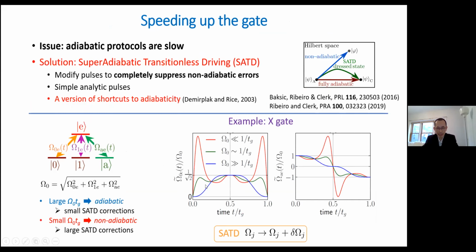Basically, the SATD corrections tell you how to change your pulse envelope, and this is what the figure here shows you. Suppose you are in the adiabatic regime where you have large omega naught Tg, then your pulse will look like what we have here for the green curve. If you move away from the adiabatic regime, you need to cancel the non-adiabatic error, and you can do that by putting in more and more SATD corrections to your pulse envelope. And the nice thing about the SATD correction is that all of these can be done analytically.